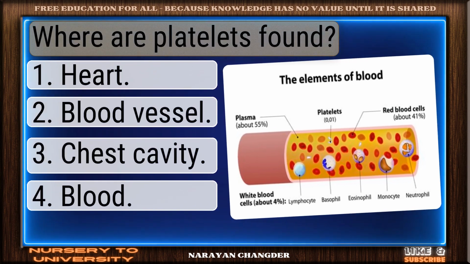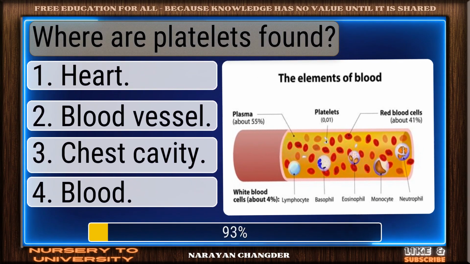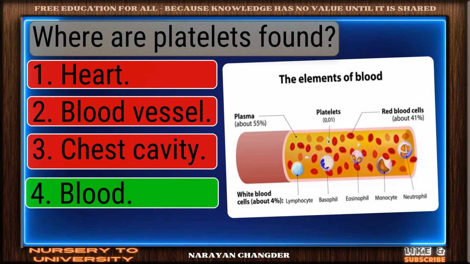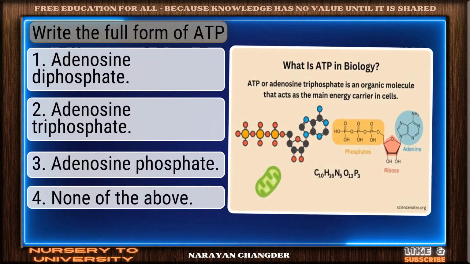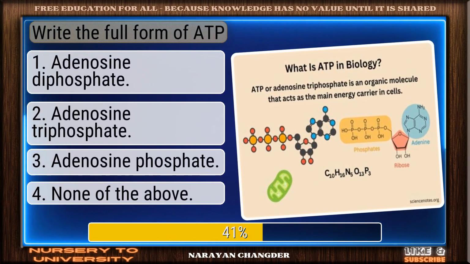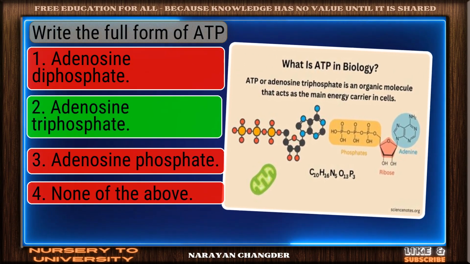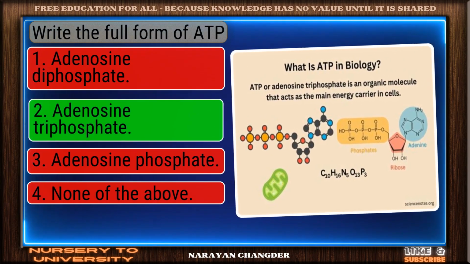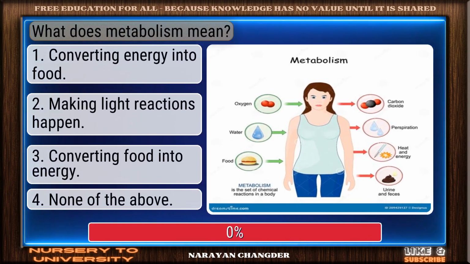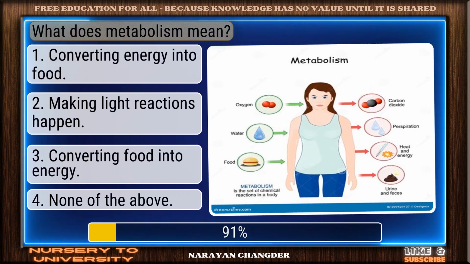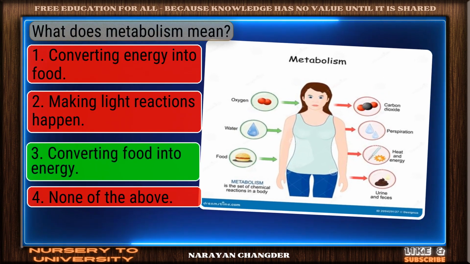Question number 253. Where are platelets found? Excellent. Blood is a brilliant choice. Question number 254. Write the full form of ATP. Great job. Adenosine triphosphate is the accurate answer. Question number 255. What does metabolism mean? Good thinking. Converting food into energy is the right answer.